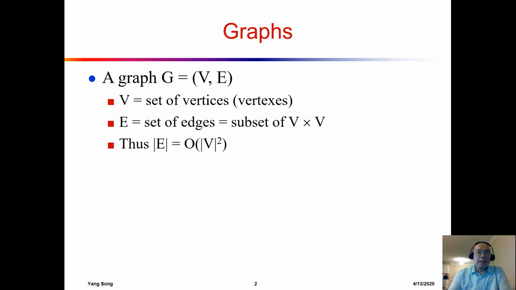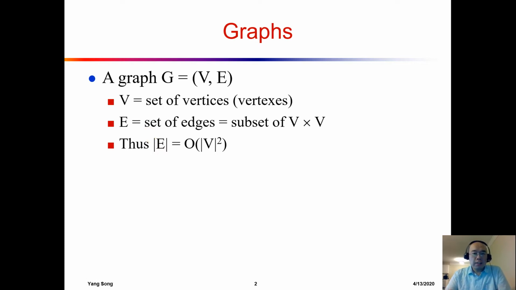So before we talk anything about the algorithms, first we have to define what is a graph. For a graph G, the definition is it has two things: a collection of vertices and a collection of the edges. V represents the set of the vertices, and E represents the set of the edges.